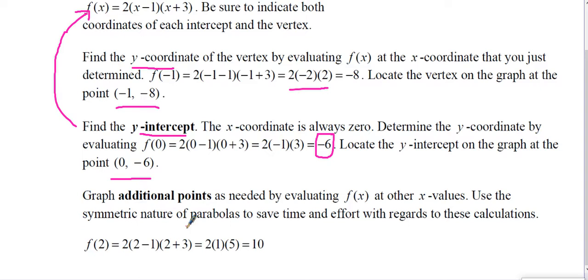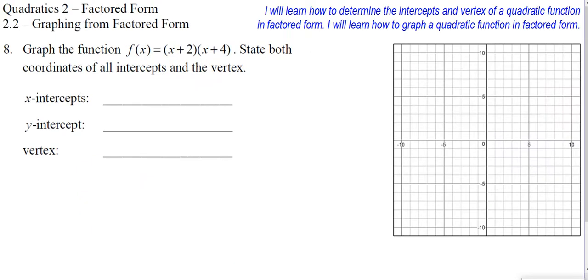For now, I'm not going to require you to do additional points. Having the intercept, vertex, and x-intercept would be enough for a full credit. Okay, are you guys ready to try?